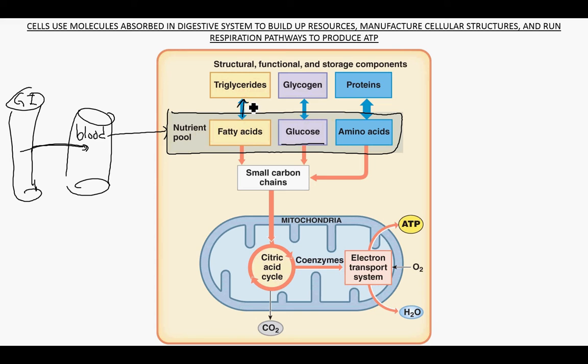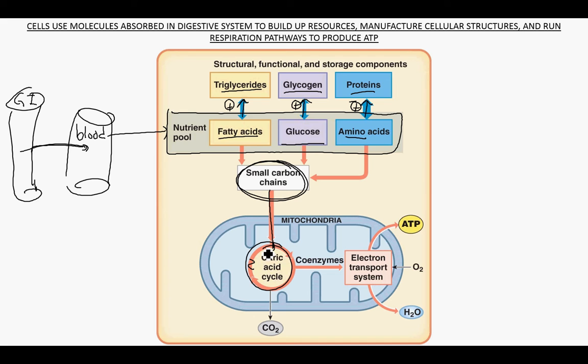Going up this way, these are all anabolic reactions, right? So these fatty acids can be used to make triglycerides, and these triglycerides are fats that are stored. Right? Glycogen is stored glucose, and then we use amino acids to make the cell's own proteins. Again, those are all going up. Those are all anabolic reactions. But that nutrient pool can also be used to make these small carbon chains here that will then be able to enter this second phase, the citric acid cycle, which is inside the mitochondrion.